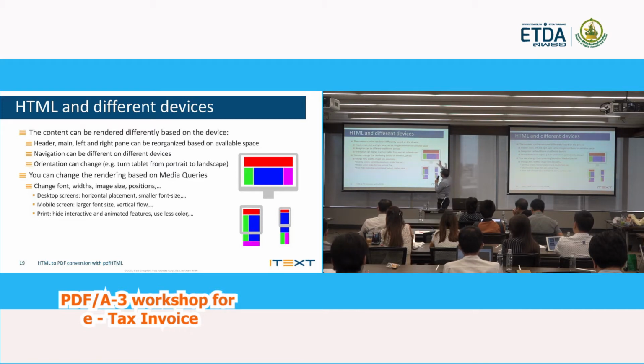Also, if you change the orientation, sometimes the rendering can be changed. And these changes happen based on media queries, like what is the available width that you have? Are you going to print it? Or is it on screen that you render? So this is an advantage of HTML.